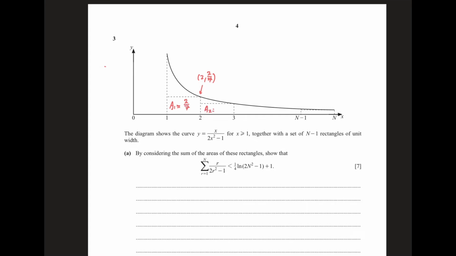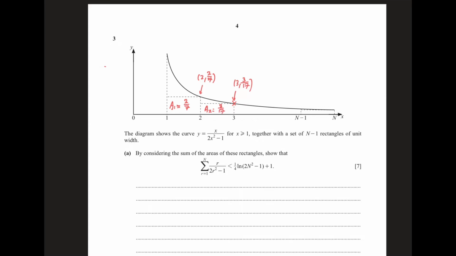So area 2, let's take a look at this area. The base is 1. To find the height, you substitute 3 into the function here. So you get 3 divided by 17. So this point has coordinates 3 and 3 over 17. So area 2 is base times height, 1 times 3 over 17, so we get 3 over 17. So that is area 2.